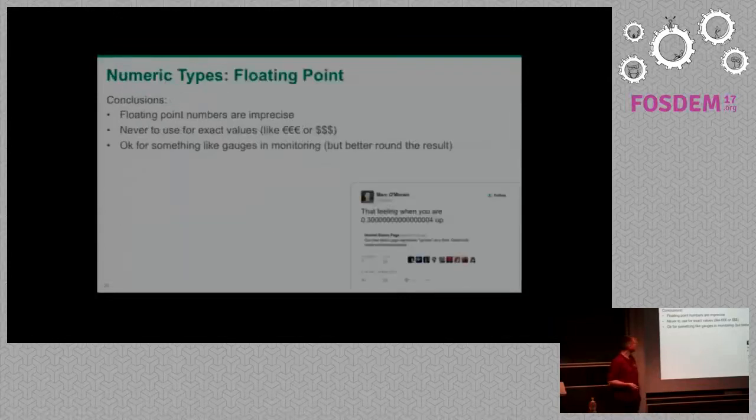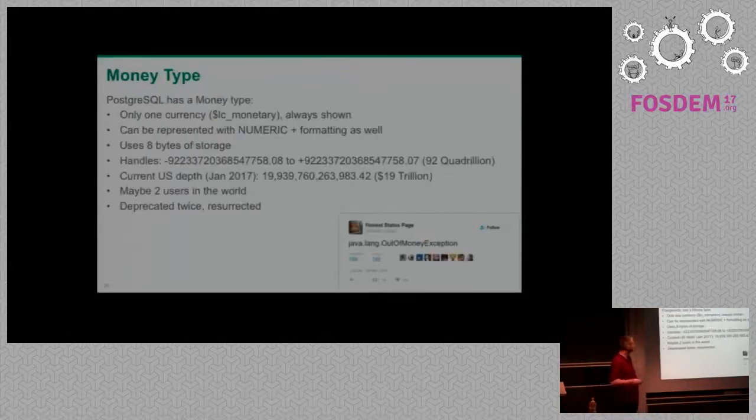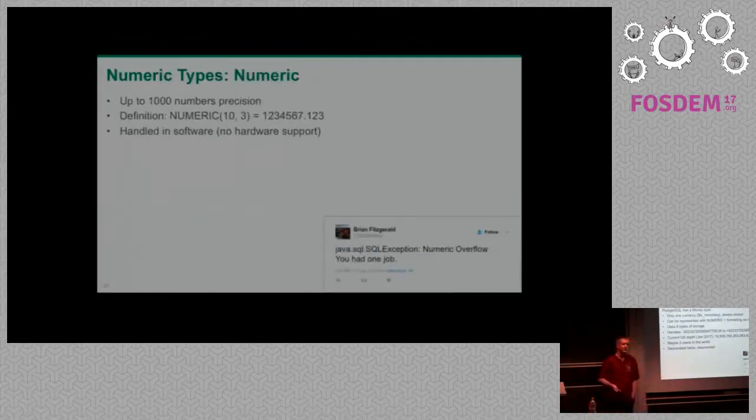Numeric has a precision up to, oh, let me go back, sorry. We also have a money type in Postgres. You don't want to use this one at all. There are like 2 users in the world who use this in total. I think it's 2 or 3 times that it was called deprecated, it was resurrected, patched again. Well, it uses 8 bytes of storage, and it can store up to 92 quadrillion. In comparison, it's still 4 digits less than we have this current US debt. So US still have a way to go.